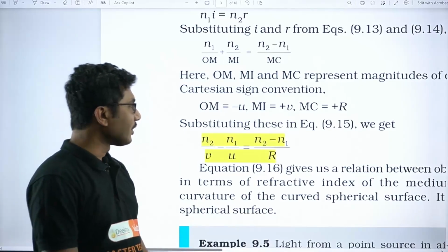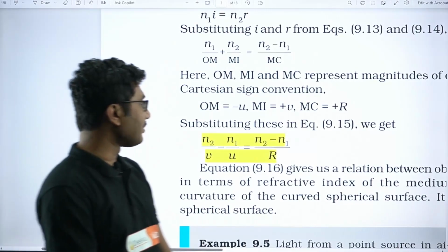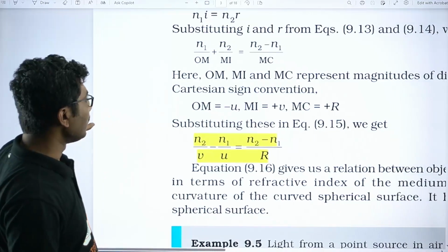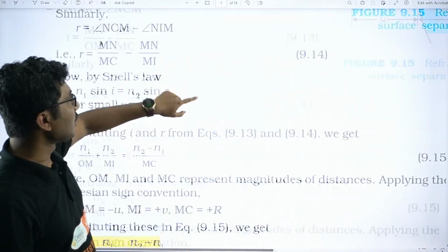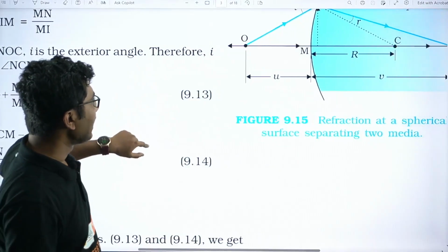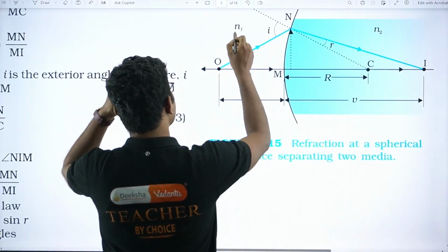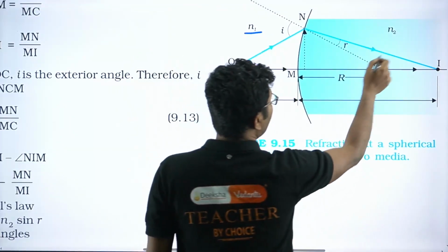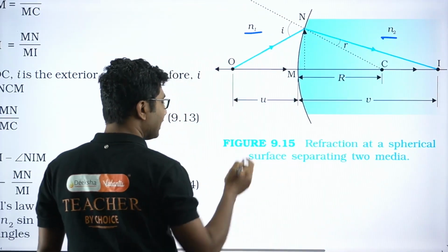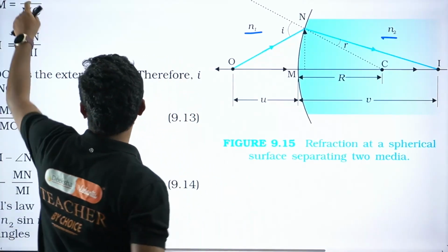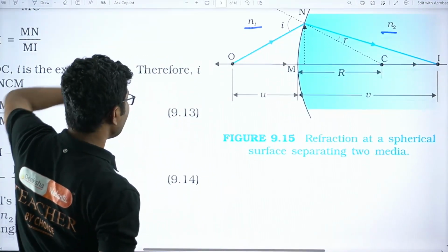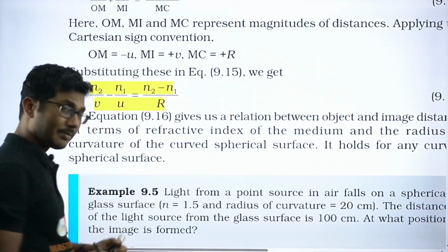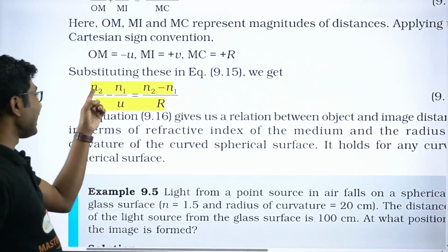From this you can check my Brahmastra series where I have done this derivation, and the formula is N2 by V. How to remember which one is what? So I told you the formula is that this is N1, and this is N2, and this is very similar to that of the lens equation. So N2 by V minus N1 by U. In the case of the lens equation, 1 by V minus 1 by U. So in this case N2 by V.